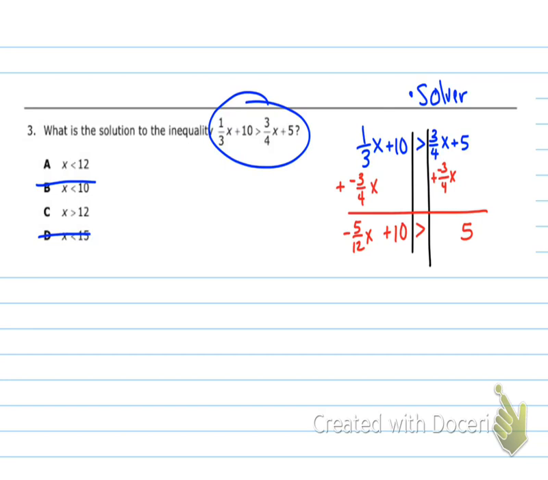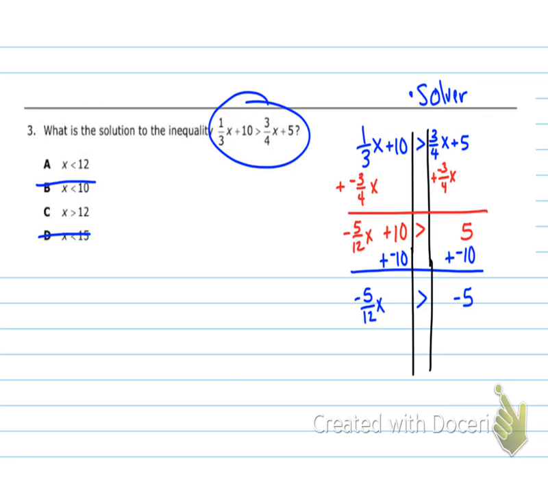Now you have to ask yourself, which is furthest from the x? The furthest one would be 10, so do additive inverse, plus negative 10. And what I do to one side, I do to the other. All right, so then I'm going to simplify all this. This leaves me with negative 5/12 x is greater than, and then what's 5 plus negative 10? Negative 5.